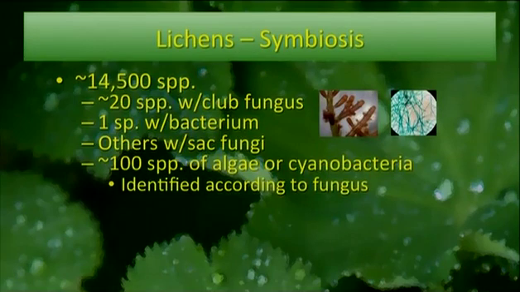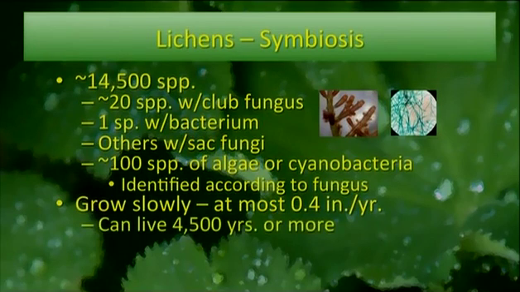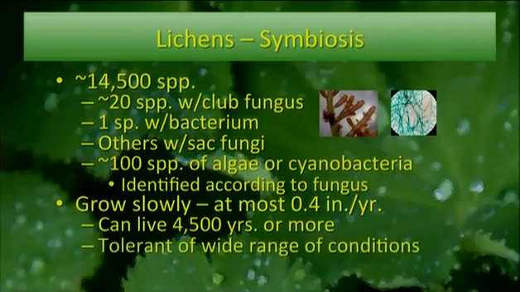They grow very, very slowly. There are some lichens that can be only a couple of inches wide, and they're hundreds of years old. Usually at most they grow maybe 0.4 inches a year, less than half an inch a year. But they can live maybe more than 4,500 years. They can also tolerate a wide range of conditions depending on the lichen.